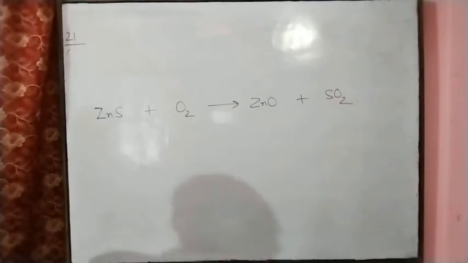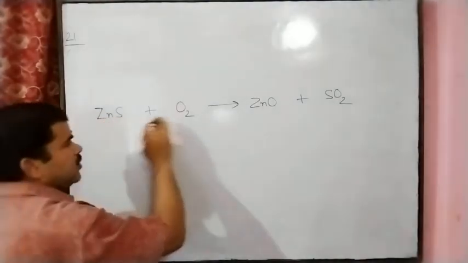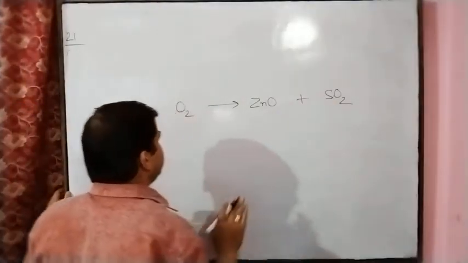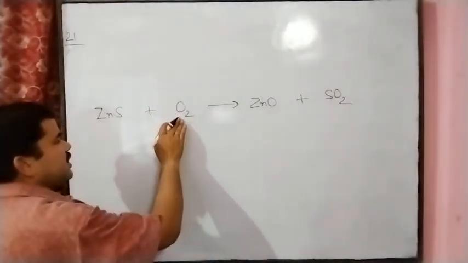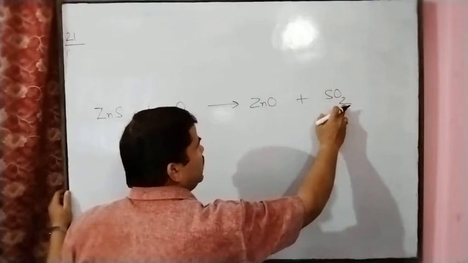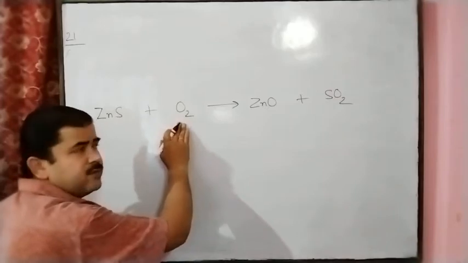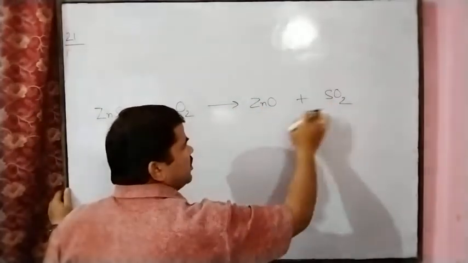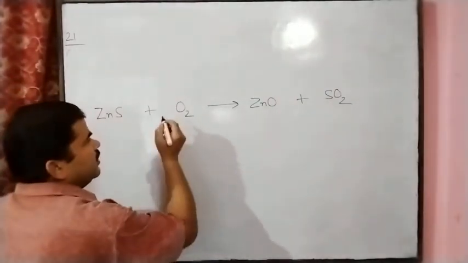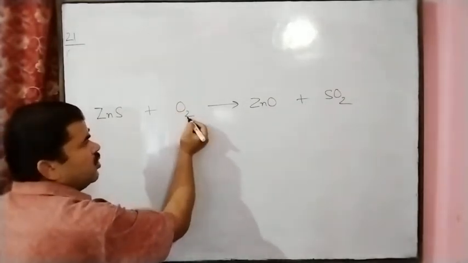So in this example, zinc is only one on the reactant side, and on the product side also only one, balanced. Sulfur 1, balanced. And if we see the oxygen, oxygen here is 2 and on the product side it is 3: 2 here and 1 more, 3 oxygen. So the reactant side has only 2 oxygen atoms and the product side has 3. We will balance. If you write 2, oxygen will be 4. If you write 3, oxygen will be 6.